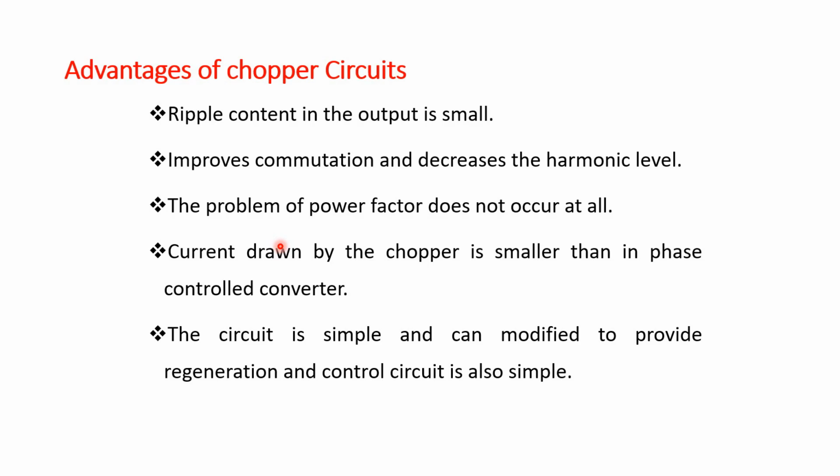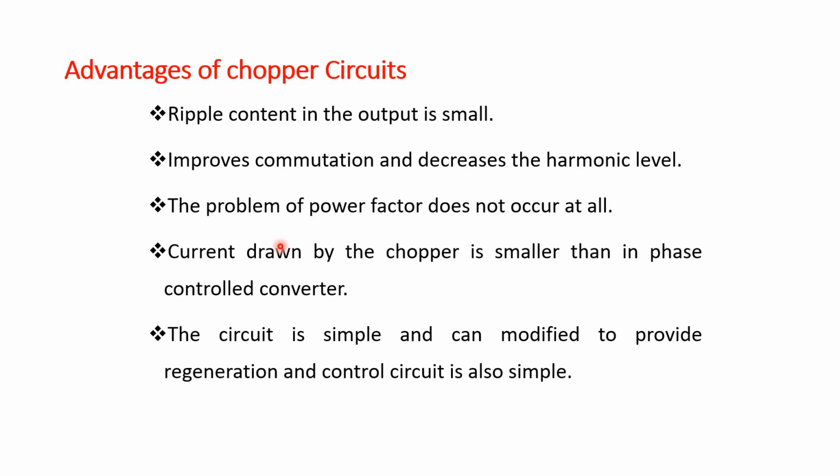Advantages of chopper circuits. Ripple content in the output is small. Peak to average and RMS to average current ratios are small. This improves the commutation and decreases the harmonic heating of the motor. The chopper is supplied from a constant DC voltage using batteries. The problem of power factor does not occur at all.